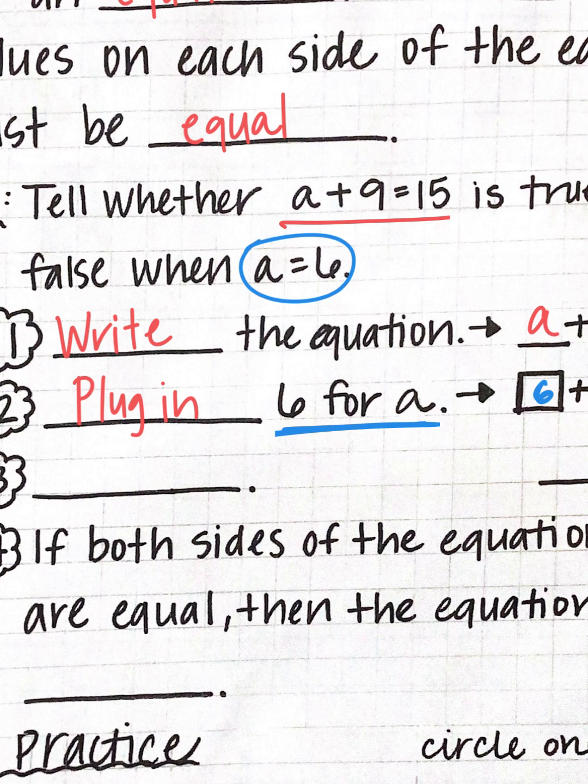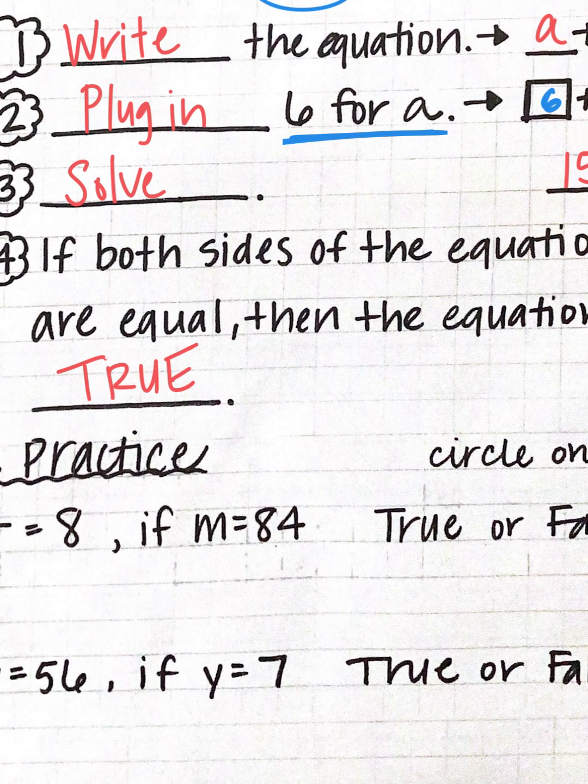Okay, step 3 is solve. Now that I have it plugged in, I can actually solve it. So what is 6 plus 9? 15. Okay, if both sides of the equation are equal, then the equation is considered true. These are both equal. So it is true. Okay, let's look at 2 more examples.